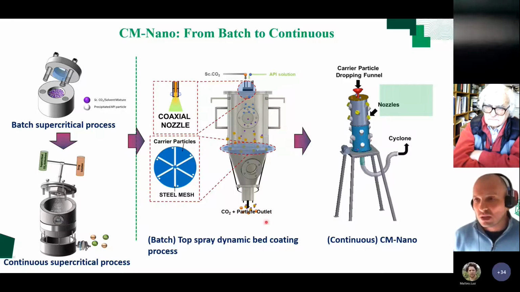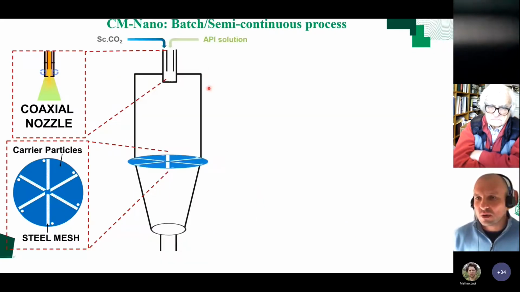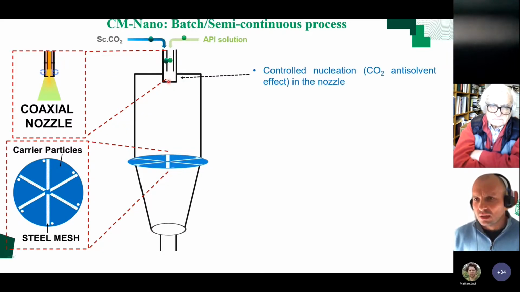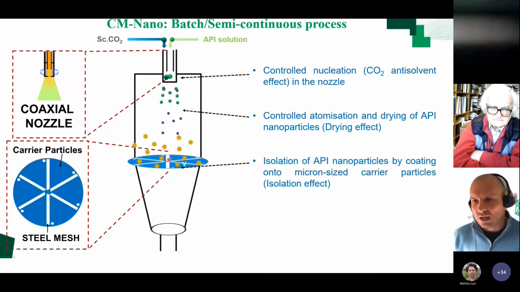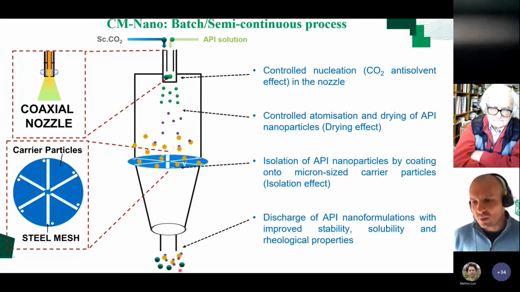This technology is a batch semi-continuous process. It consists of putting CO2 in from one side and the API solution from the other side. They mix here in the nozzle. We can induce anti-solvent nucleation here, or make it very simple, just using CO2 to spray, and droplets are formed. High pressure here, atmospheric pressure here in the chamber. Those droplets are then dried, nanoparticles are formed, and those nanoparticles are coated onto micron-sized excipient particles located here in the drying chamber. Those are being fluidized here. As soon as this is done, all of this is discharged, and we have a nanoformulation.